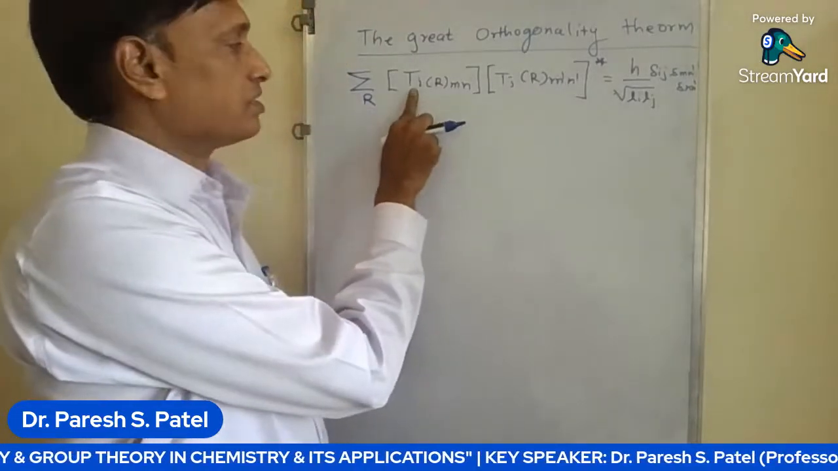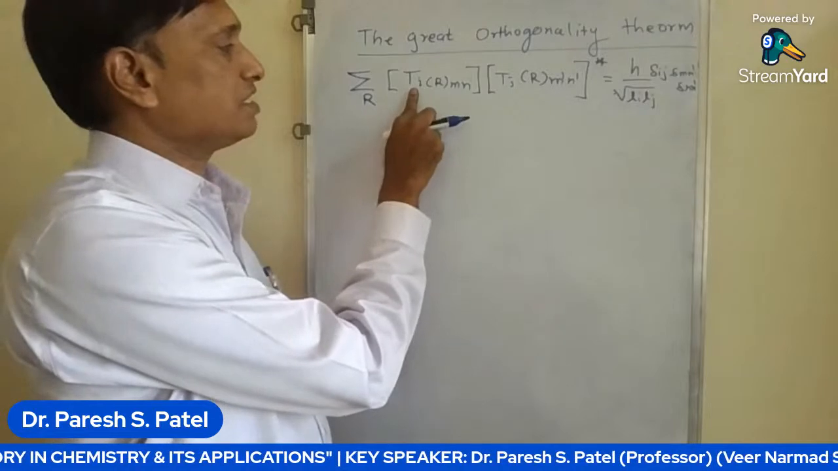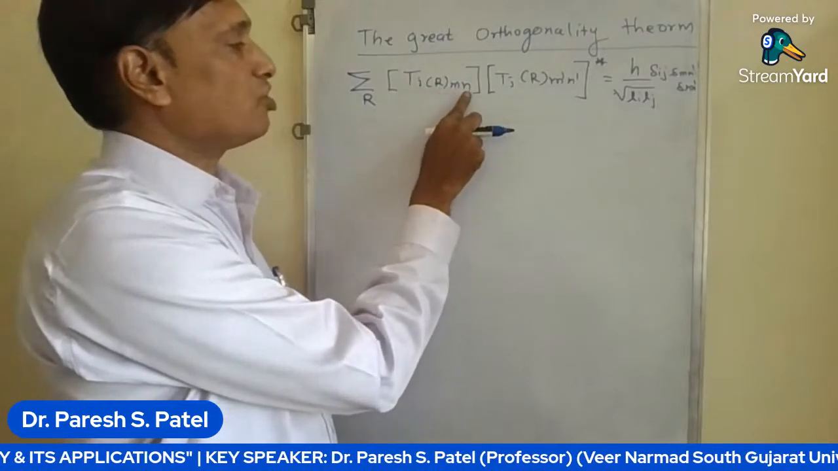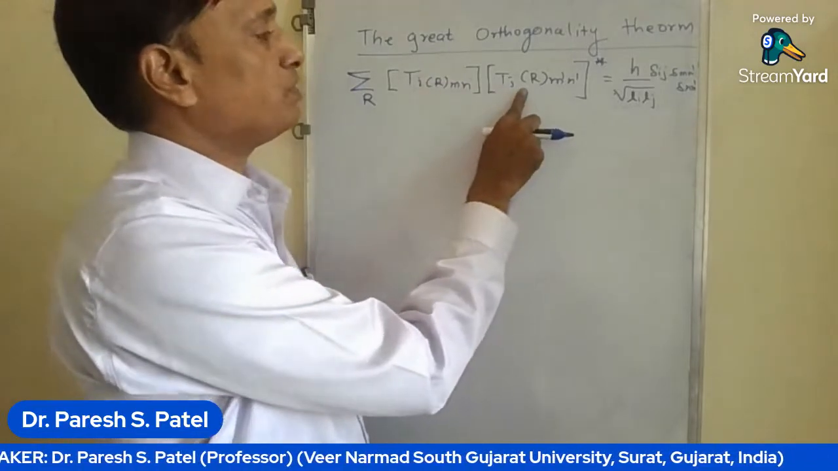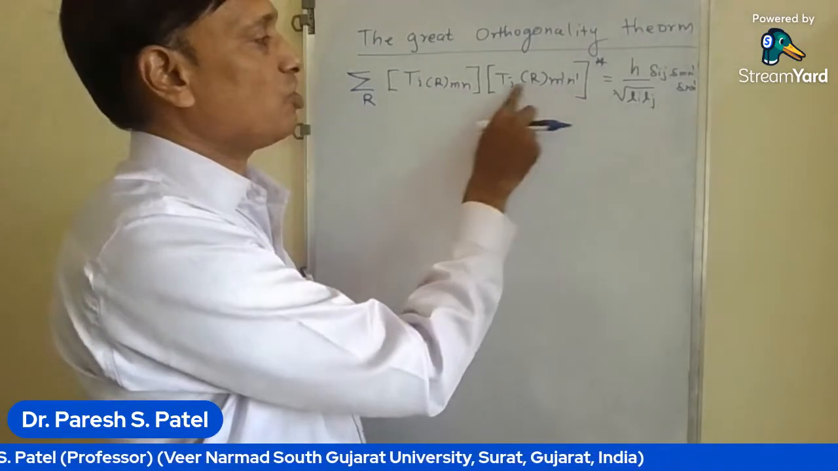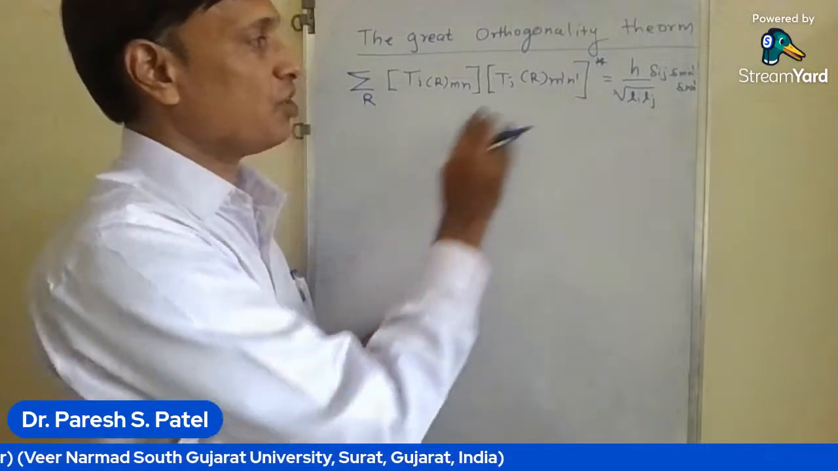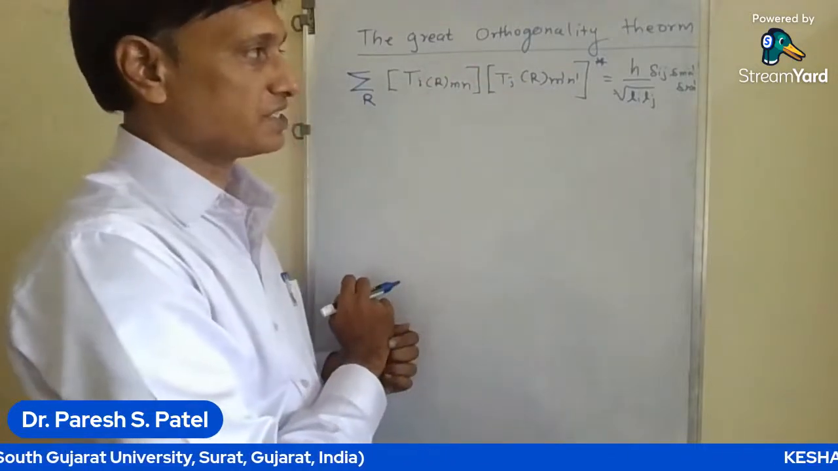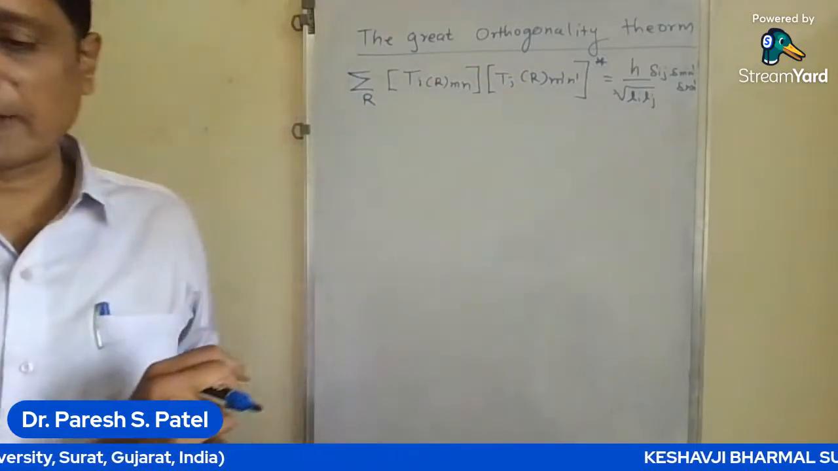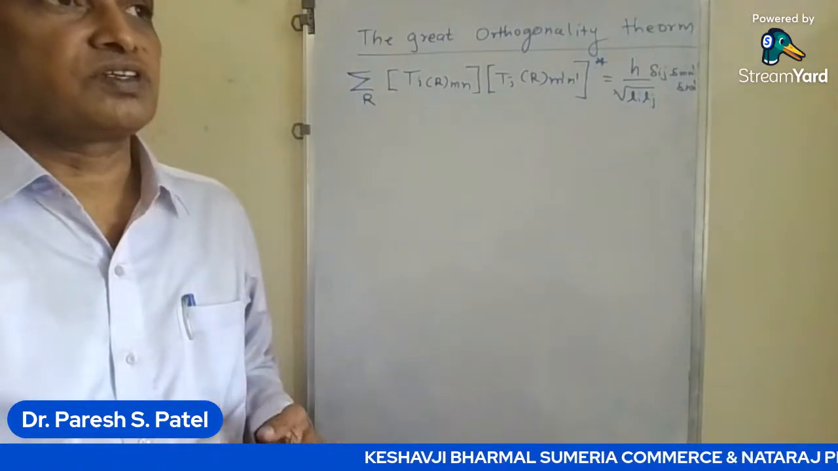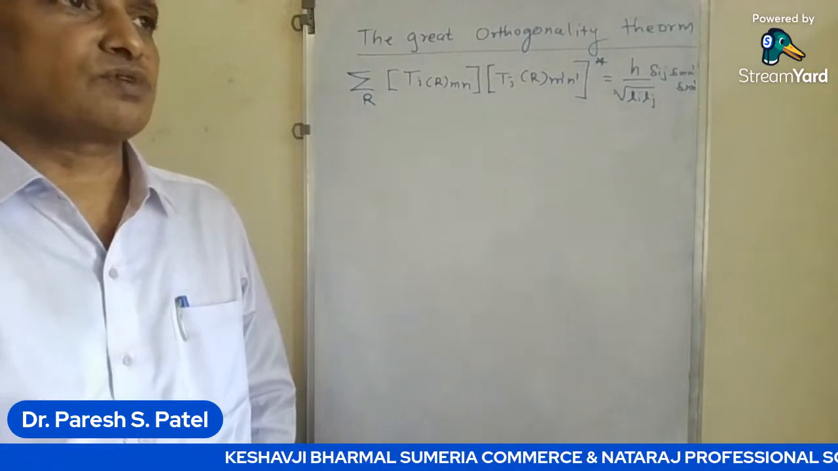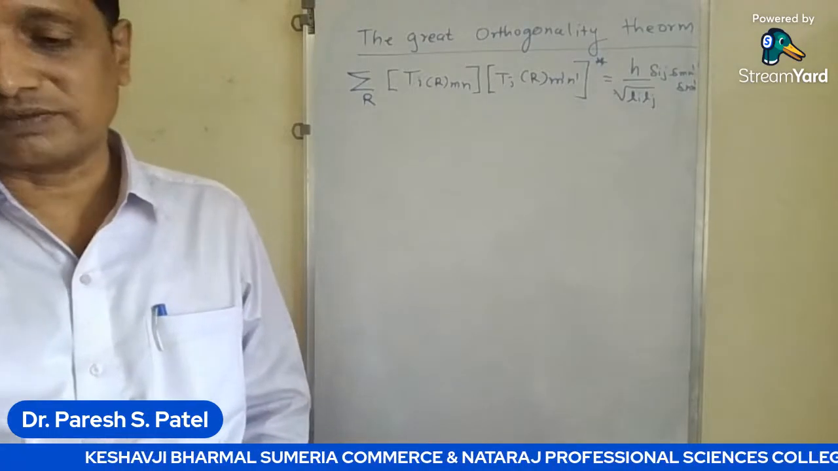This is the element of the mth row and nth column of the ith irreducible representation. This is the element of the m'th row and n'th column of the jth irreducible representation, or we can say this is the complex conjugate. Now we can apply this mathematical statement to orthogonal as well as normalized wave functions.